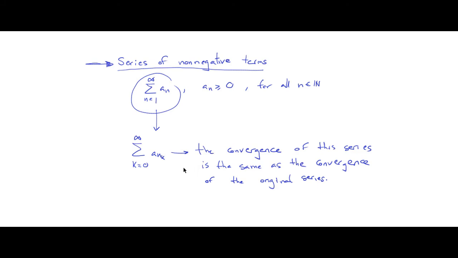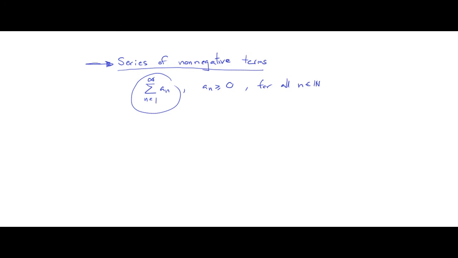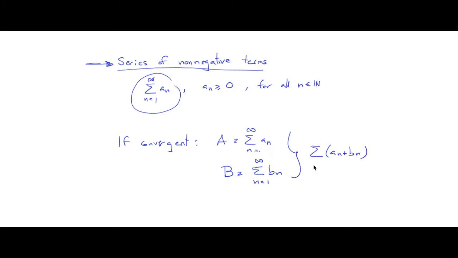Okay, so now, oh yes, and furthermore, if a series of non-negative terms is convergent, then this series will be a number, we can call it A. And if we have a different convergent series, for instance like this, call it B, we can operate with them just like real numbers, because they are real numbers. So this will be A plus B; you can sum them, you can multiply them.